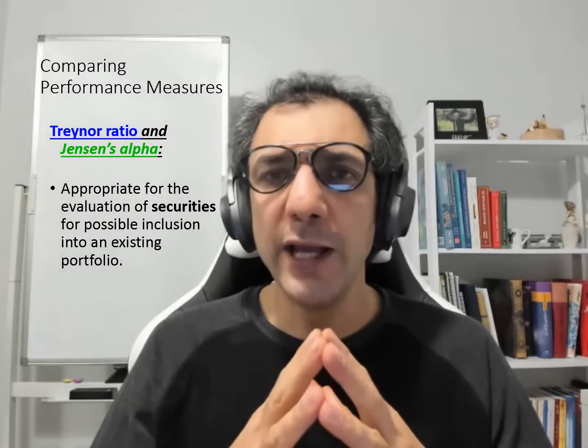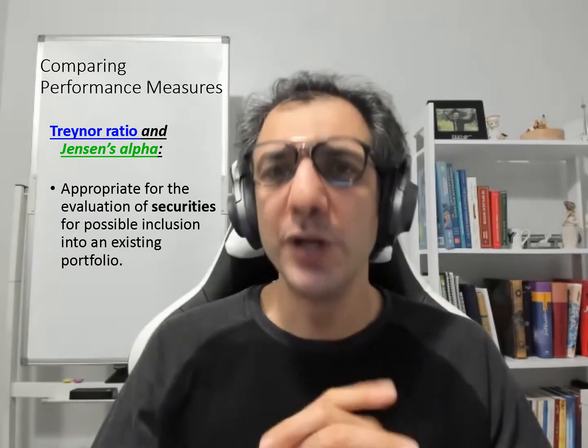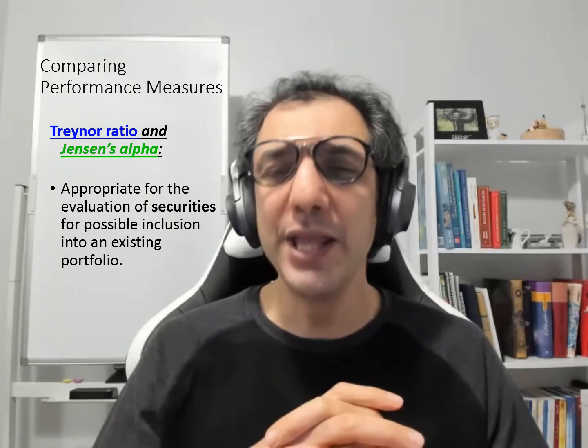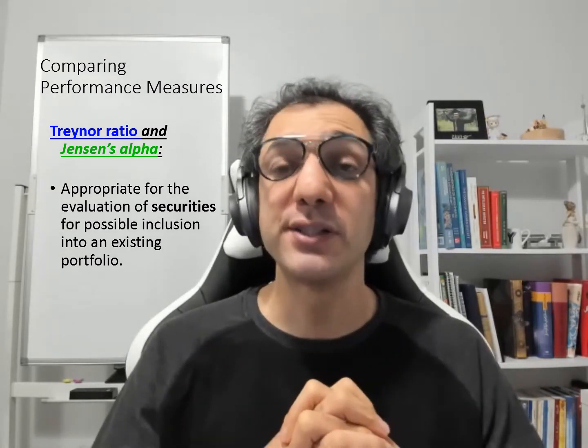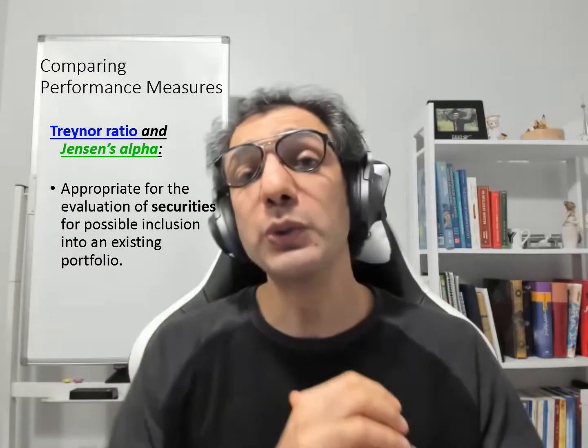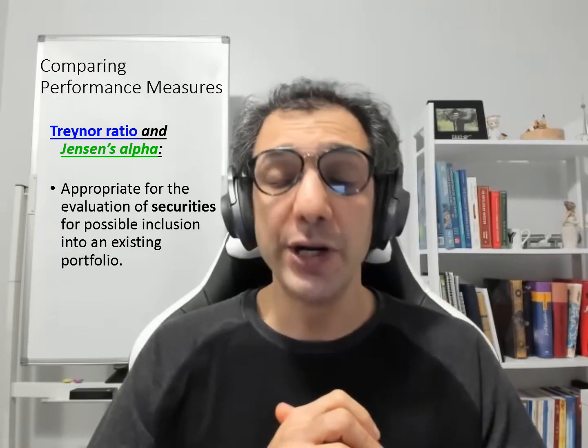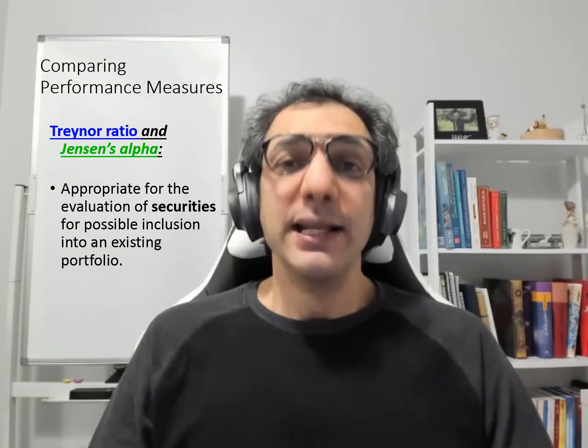We also talk about the information ratio, and I mentioned the information ratio is actually providing a better, or I would say more complete picture than the Jensen's alpha because it includes the standard deviation of errors, so it provides you a better picture. That's it for today.